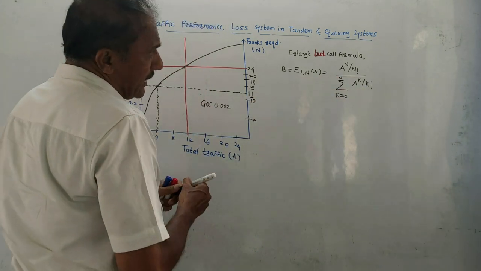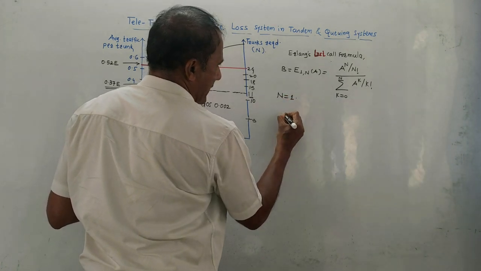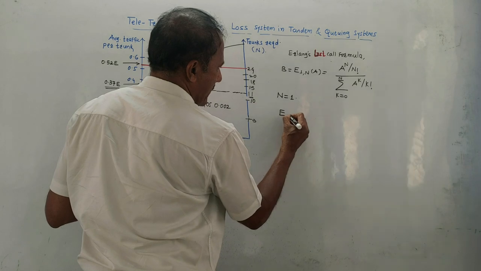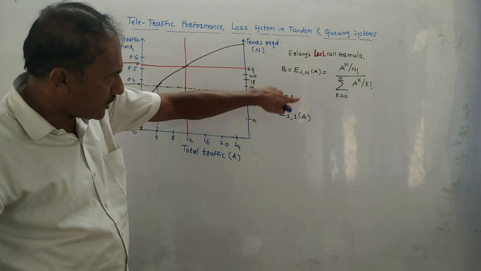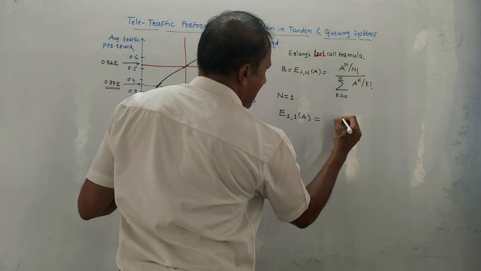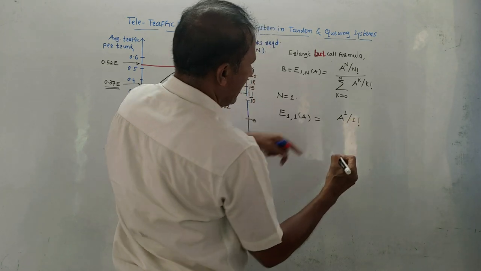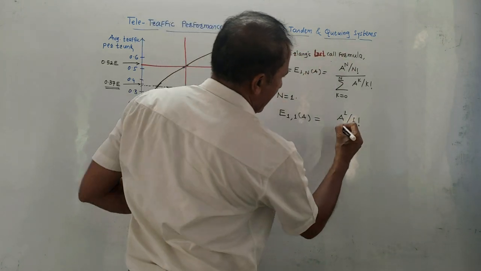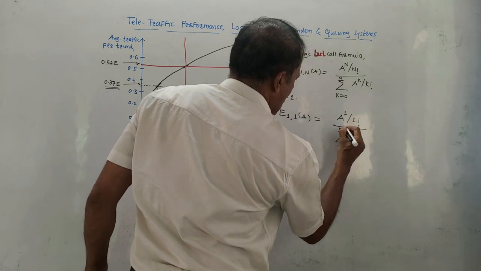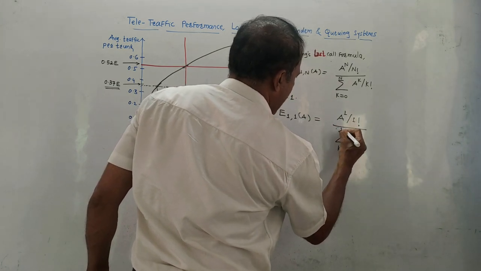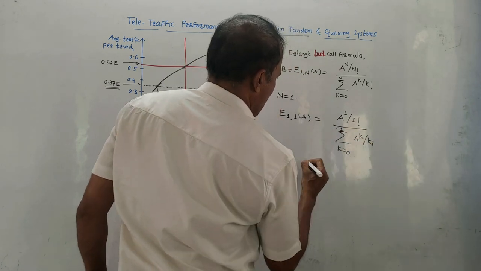Now, if I'm talking about trunk 1, then I need to put N equals 1. So, in this case, if you put N equals 1, you will get E1,1(A), because I'm putting N equals 1. So this equation becomes A raised to 1 upon 1 factorial. Very simple, in place of N we put 1, divided by summation K equals 0 to 1, because the value of N is 1, of A raised to K upon K factorial.